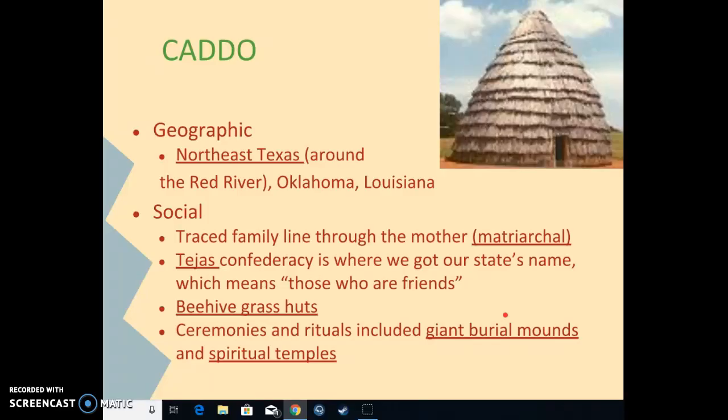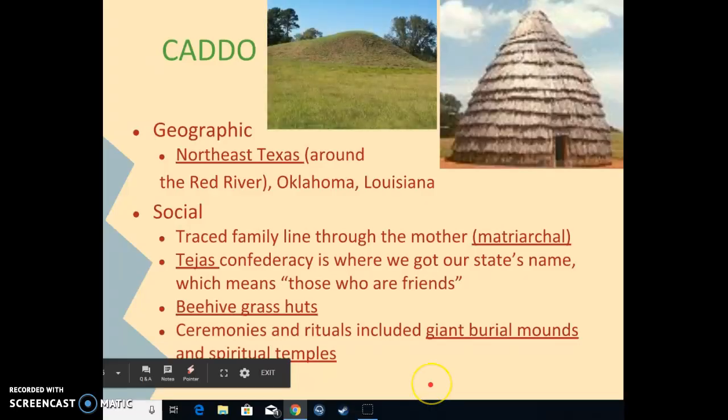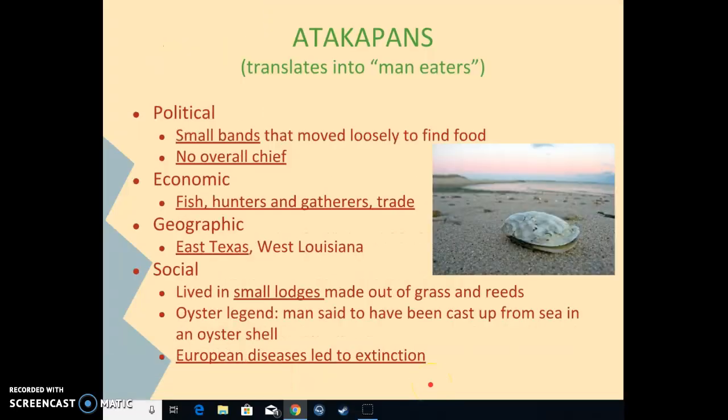This is what the Caddos are most famous for, their homes. They're almost conical in shape, and that's a really interesting aspect you can notice. If you look at the top, that's where the smoke came from if they were using a fire inside. They traced their lines through the mother's side, the matriarch, so that's kind of interesting. They created this confederacy and lived in these lovely beehive grass huts.